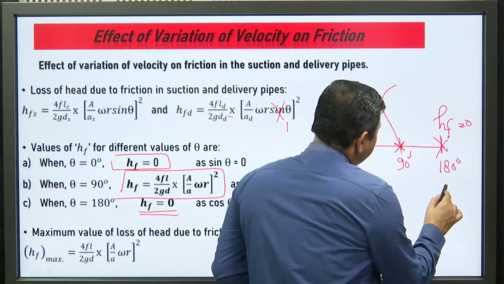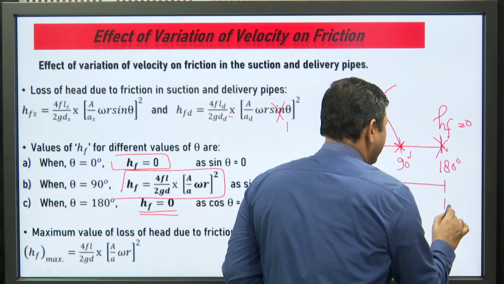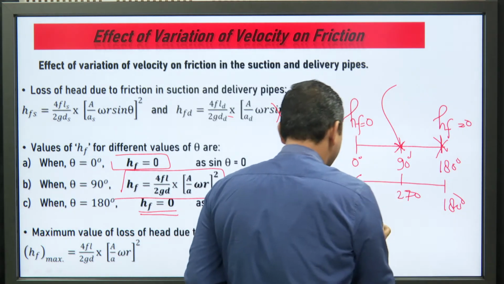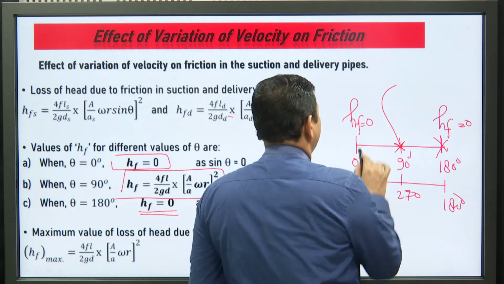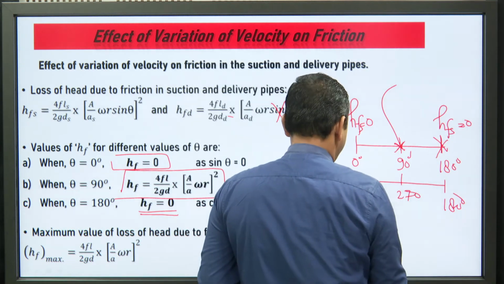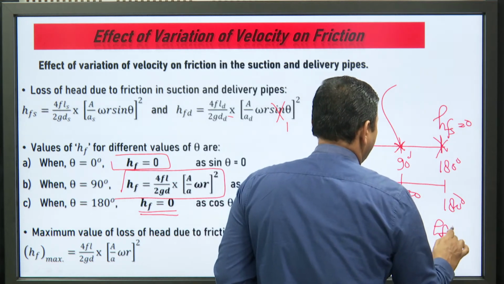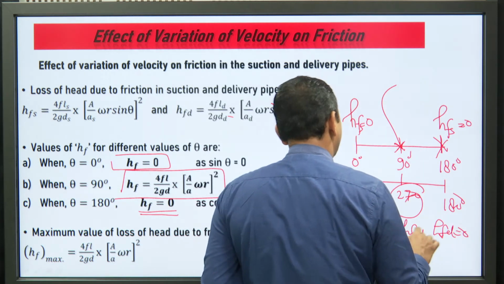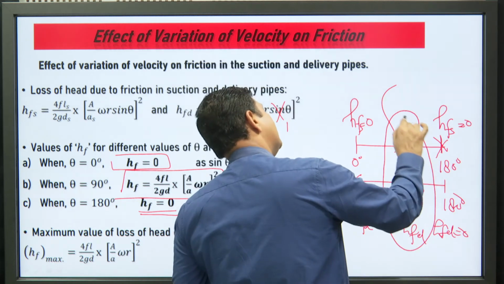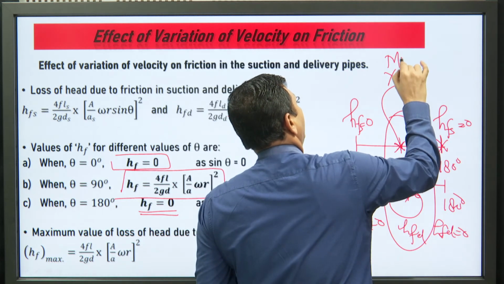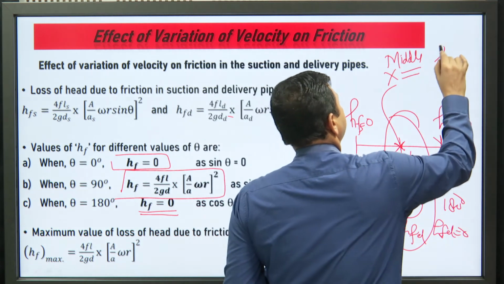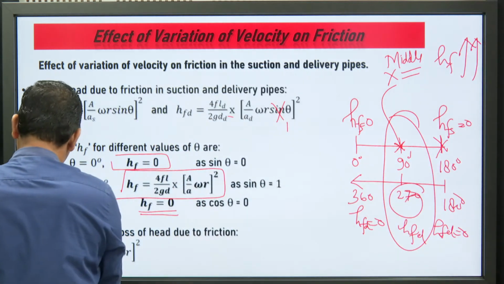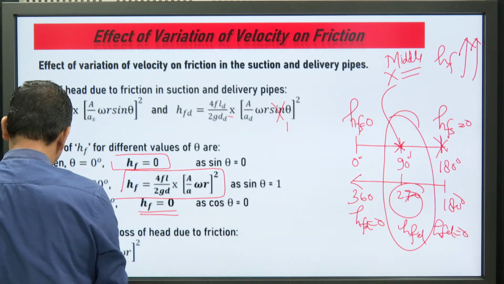Maximum is at the middle of the stroke. Similarly in the case of delivery, 180, 270 and 360. At this point there is no effect. So this is S, this is S, this is D, this one HFD has no friction effect, and this is the maximum. So at the middle of the stroke the friction effect HF is maximum. This one is the maximum.